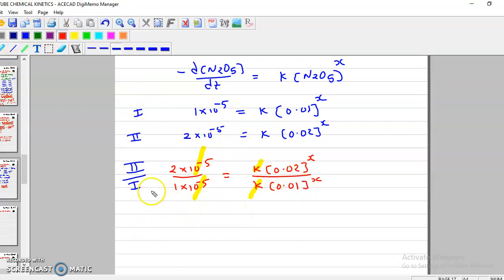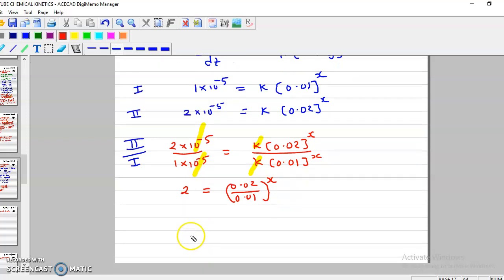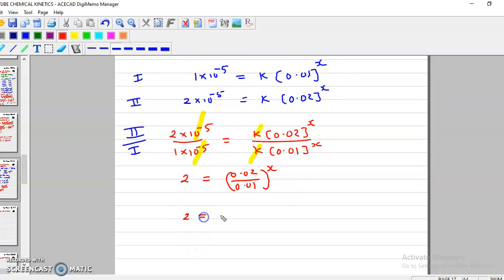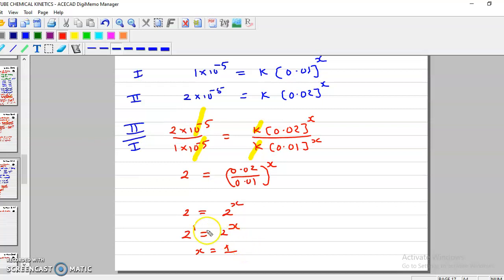Okay, so now we write 2 is equal to (0.02 upon 0.01) raised to X. This is equal to 2 is equal to 2 raised to X. If 2 is equal to 2 raised to X, that means 2 raised to 1 is equal to 2 raised to X. That means X is equal to 1. That means this reaction is of first order. So we can say that this is a reaction of first order.